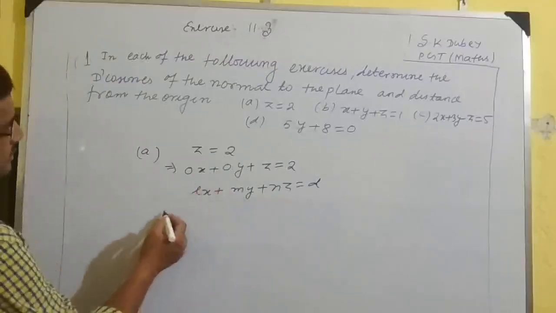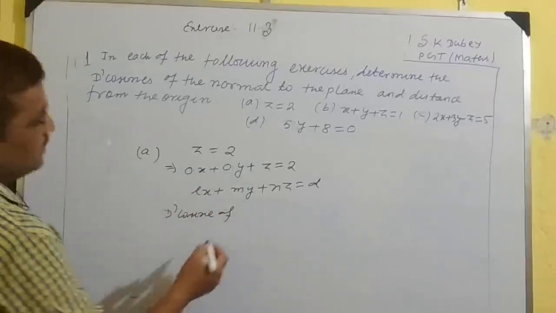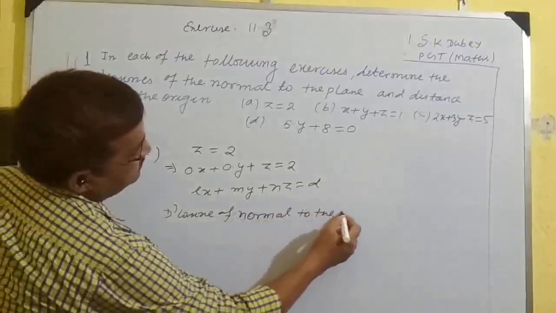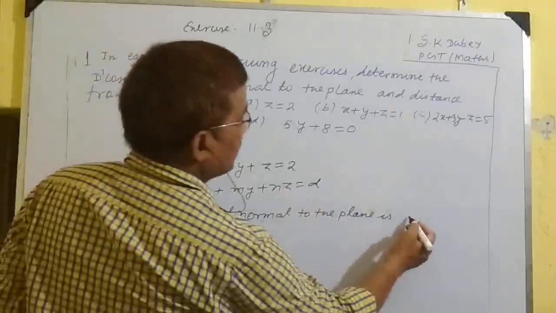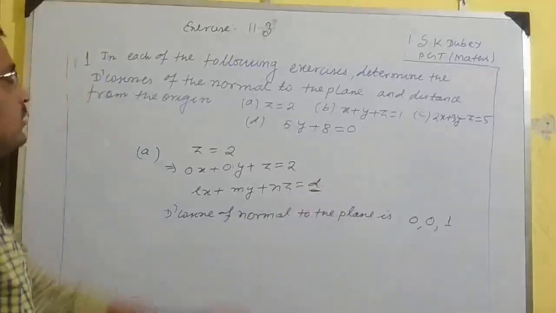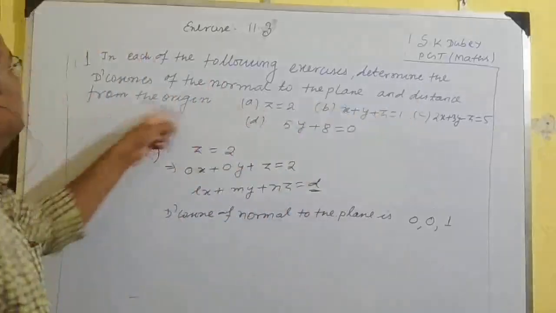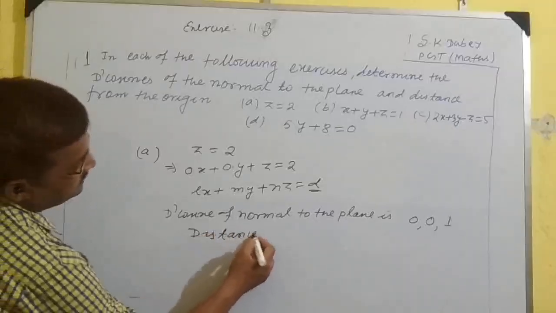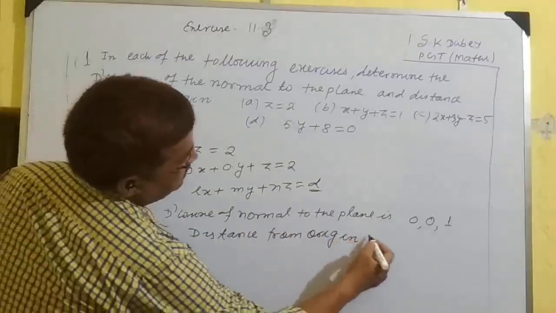We can say that the direction cosine of normal to the plane is 0, 0, 1, and this distance is perpendicular distance from origin. In this question, it is also asked that the distance from the origin. So here d is equal to distance from origin. Distance from origin is equal to 2.